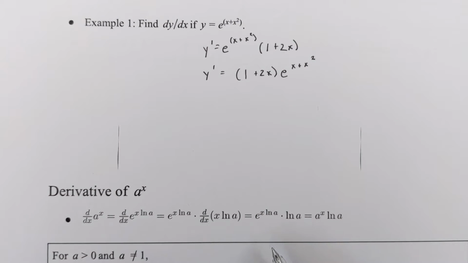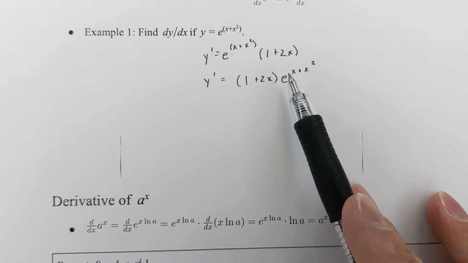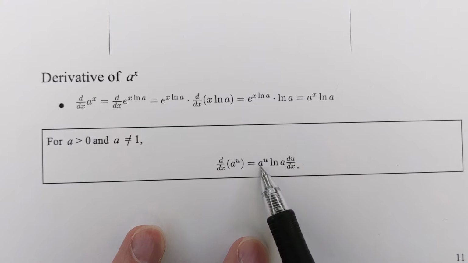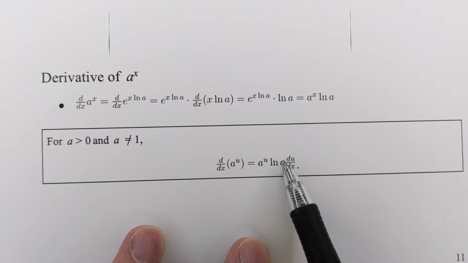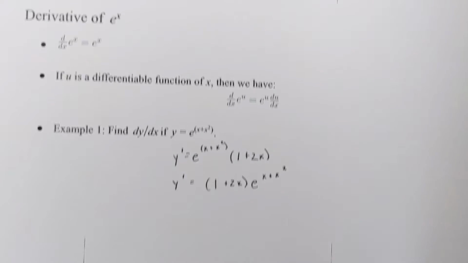Now that is technically true for e to the x, but the reason that we don't write it out that way is that if these a's all became e's, e to the u, ln e, du dx, ln e is 1, so it would disappear anyway, so we don't have to worry about it.